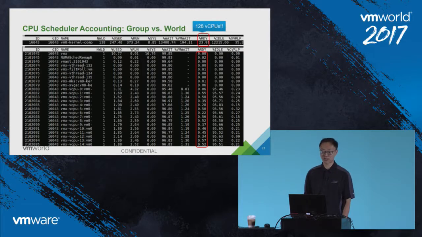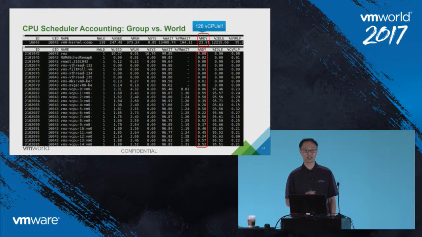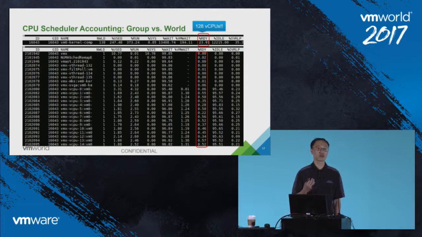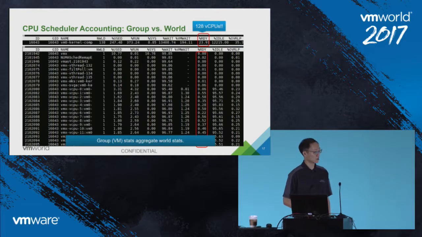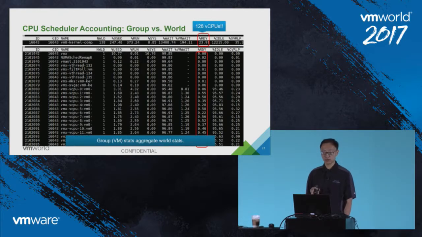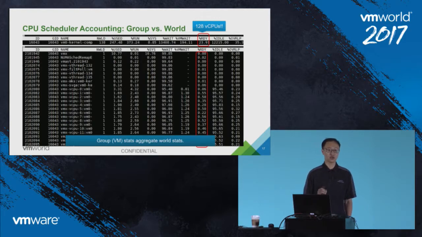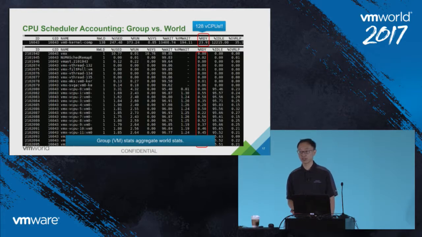So what this means is that we need to be careful when looking at ready time. The ready time per group is the sum of everything. But what we really care about, and what the guideline of 5 to 10% ready time applies to, is per thread. The group stats are an aggregation of all the per world stats, and we need to look at either normalized ready time or per thread ready time.